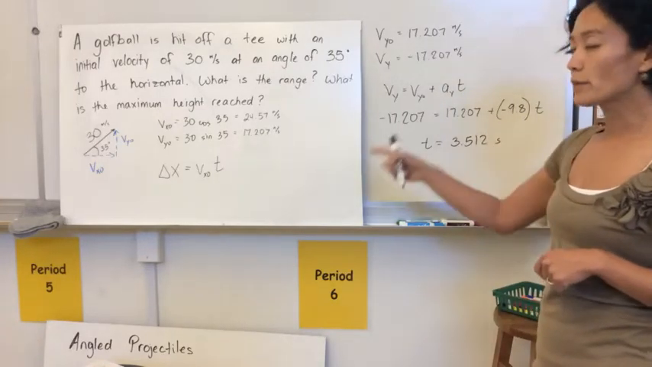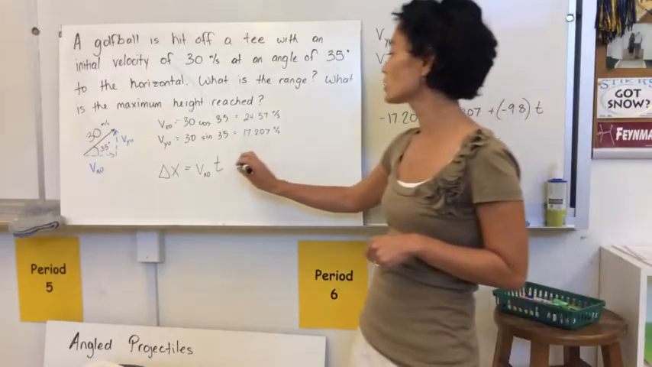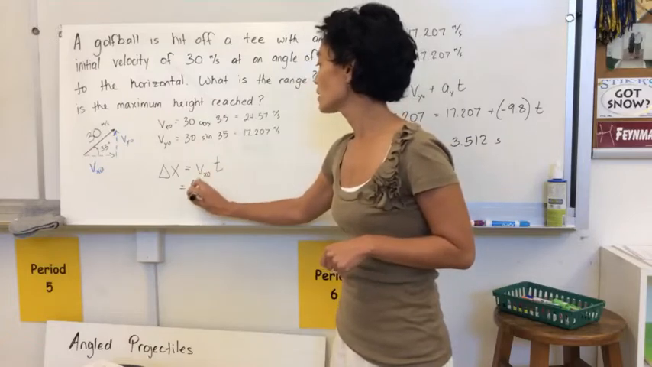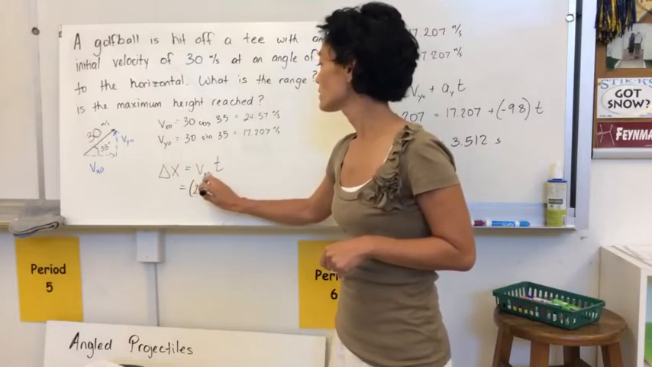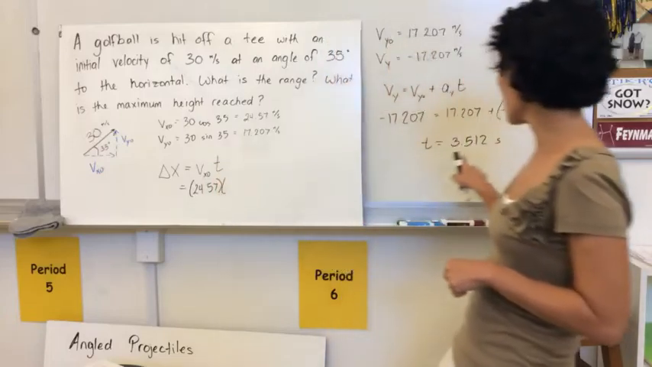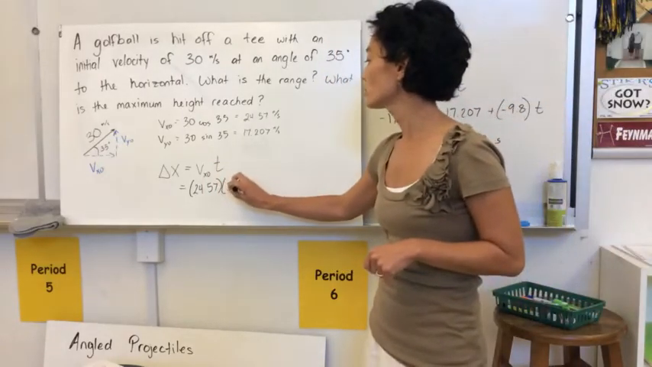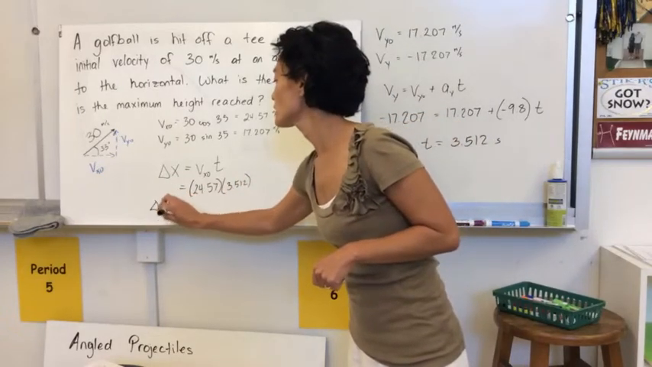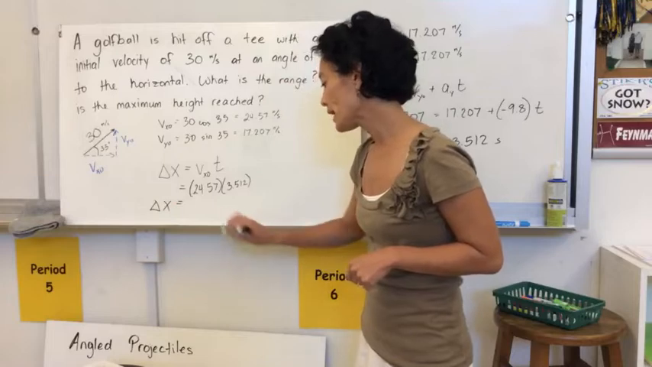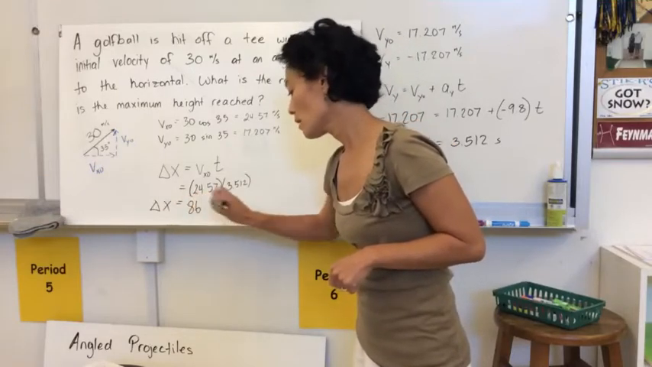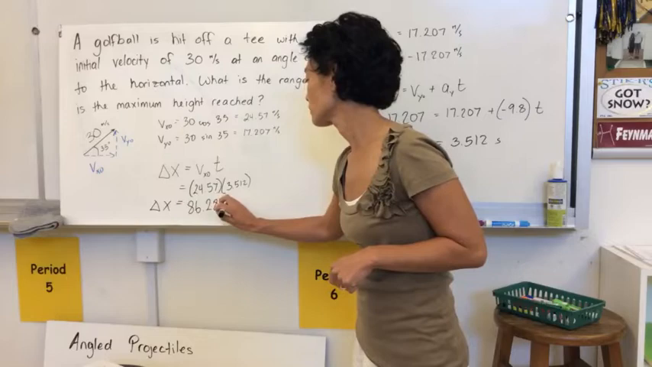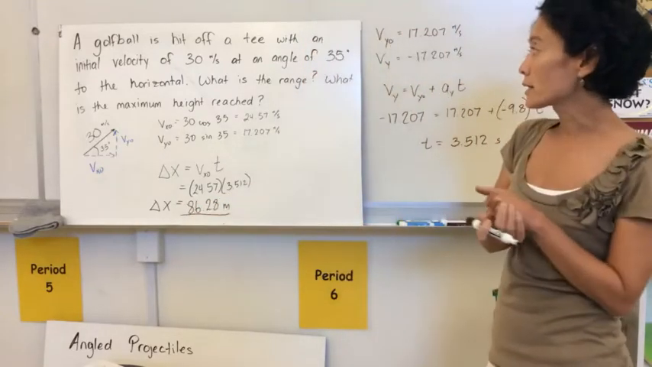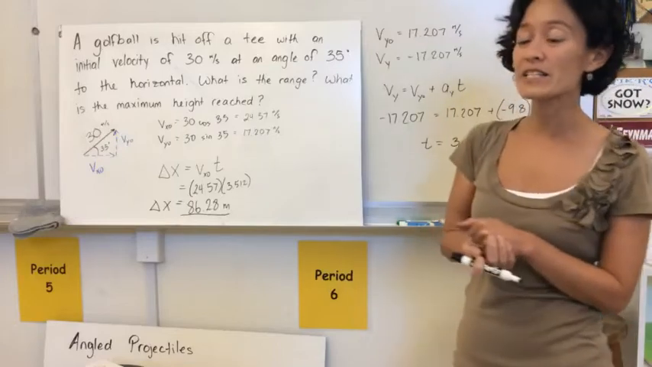So if that is your time, we can come back here to our delta x equation, and we can say that our delta x is going to be our Vx naught, so it's going to be 24.57 times our time of 3.512. And that should give us a range, or a delta x value, of 86.28 meters. That's our range. And then the second question asks, what is the maximum height reached?